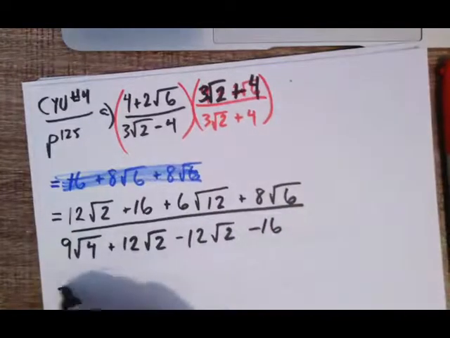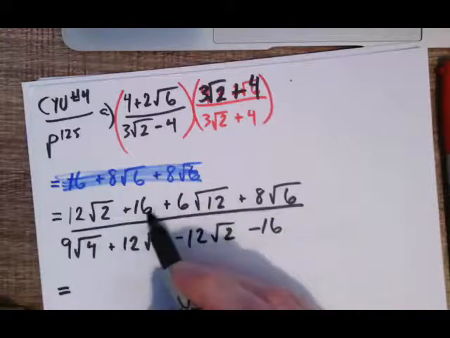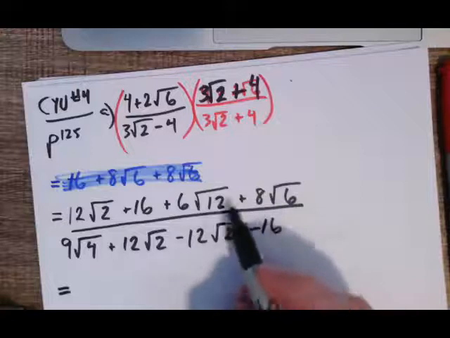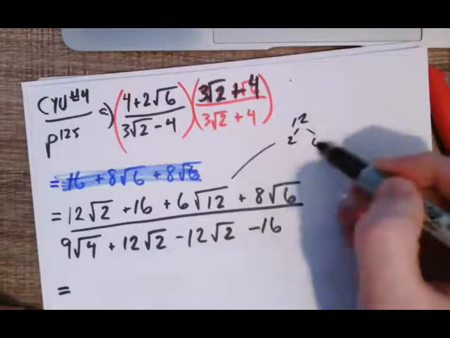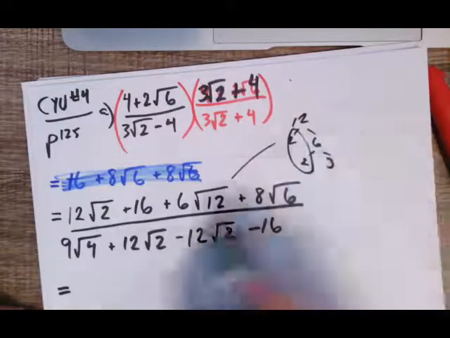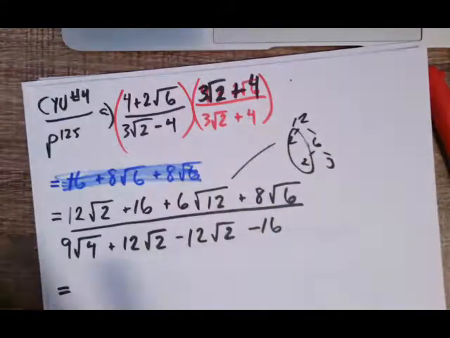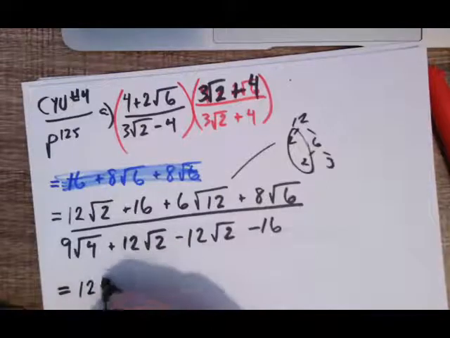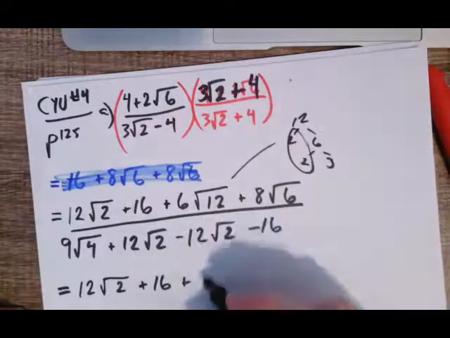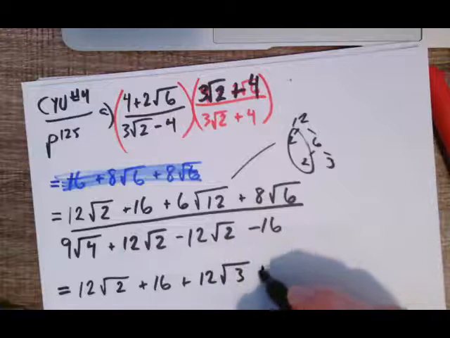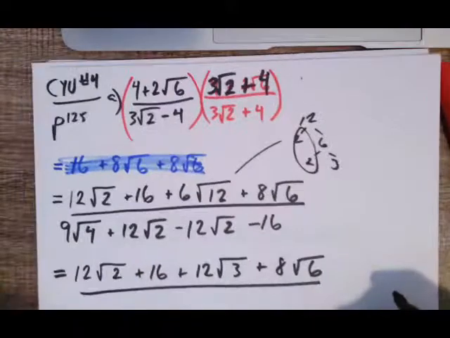Okay, so let's simplify on the top. Let's see if we have like terms. Root 2, no root, root 12, root 6. 6 root 12 is 2 root 3. Nothing's going to be combinable, but I'm going to simplify this just so my top is done. 12 root 2 plus 16 plus, this is 2 root 3, 2 times 6 is 12, plus 12 root 3 plus 8 root 6. Isn't that crazy looking?